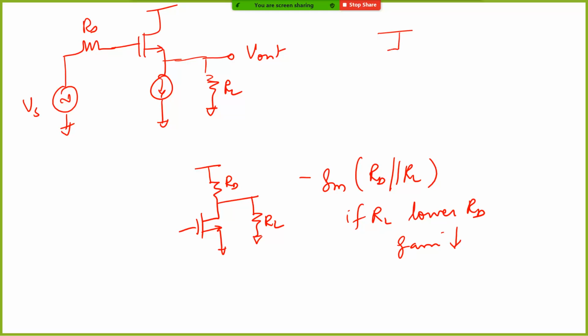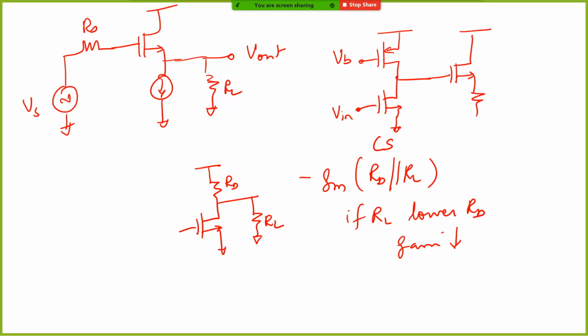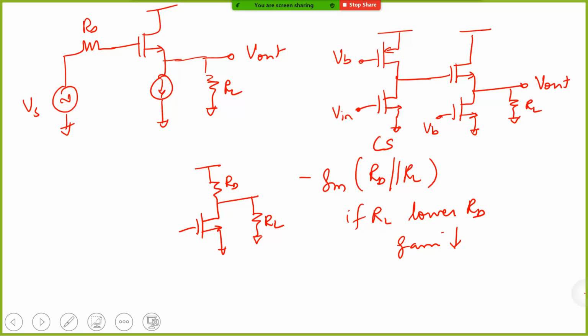Let's say you have a common source amplifier, something like this. This is your Vin, so this is your CS amplifier. Now you give this to a common drain amplifier. Let's say you have a current source here, or let me implement the current source. This is VB. Now this is going to drive this RL. This is your Vout. So this is a common source, this is a common drain.